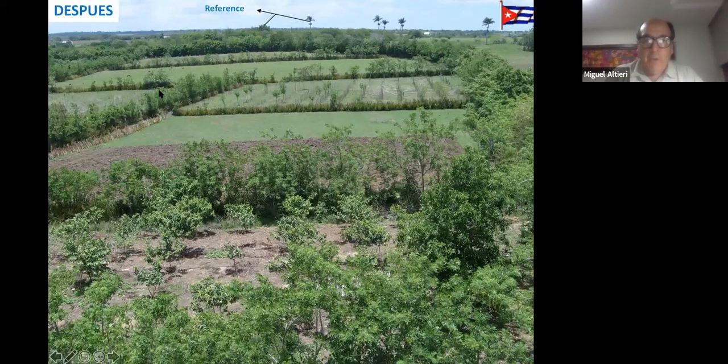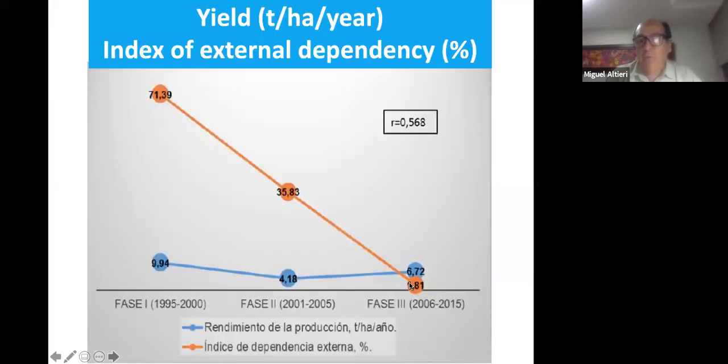And these farmers show that you can decrease the use of external inputs to almost zero in a 20-year period by just designing a farm that is biodiverse, that little by little, through the interactions, they start minimizing the need for external inputs.